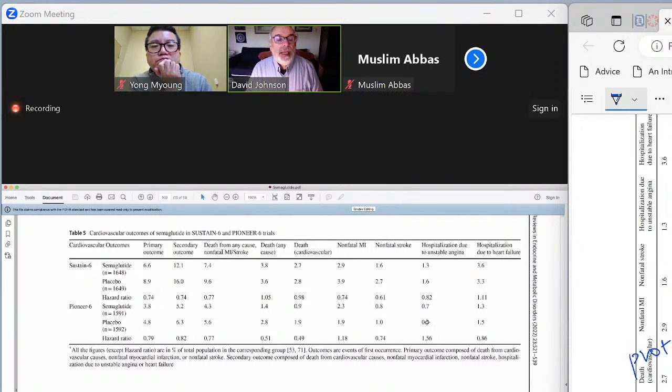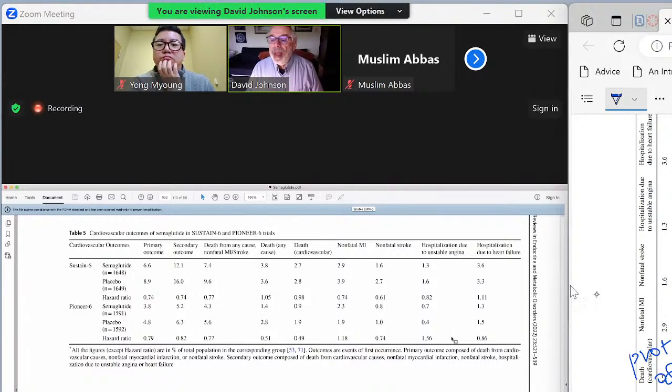death from any cause, cardiovascular cause, and a marginal difference for cardiovascular death. So it seems to be a modest benefit.